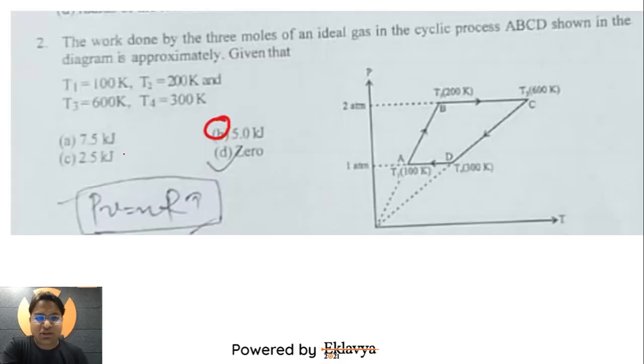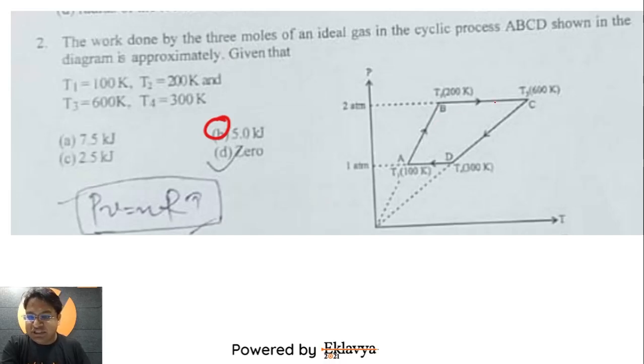So this is the next question, question number 2. This question says the work done by 3 moles of an ideal gas in a cyclic process ABCD shown in the diagram. Alright, so guys, the question looks to be very easy. Actually, this AB straight line passes through the origin, and we are looking at a P versus T diagram. So this means that the AB process is an isochoric process.